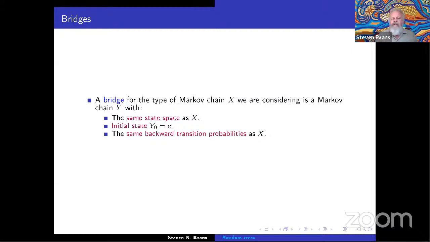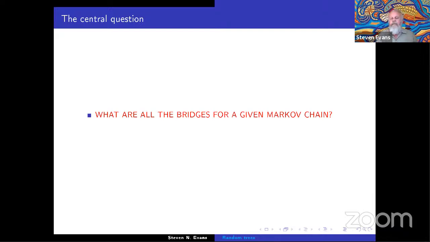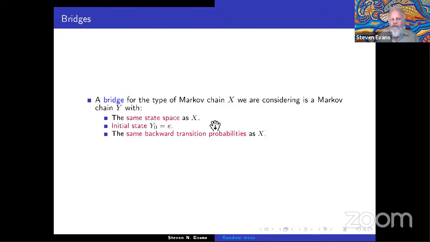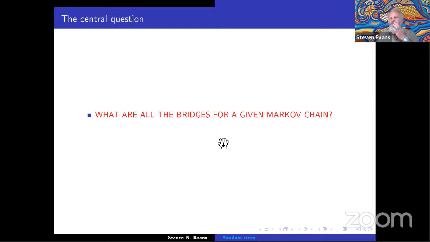And so finally, we get to talk about bridges. A bridge for the type of Markov chain we're considering is a Markov chain with the same state space as X, initial state E, and the same backward transition probabilities as X. I went over that a bit quickly. So that's what a bridge is. It starts out in E and has the same backward transition probabilities as X. So the big question is, what are all the bridges for a given Markov chain?